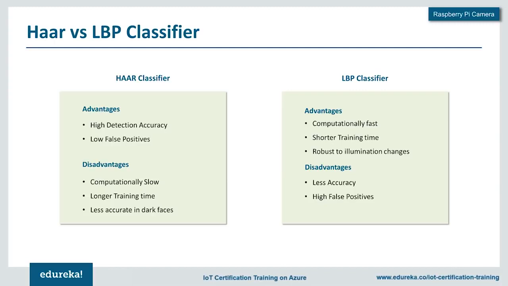But when you look at the LBP classifier, its computation and training time is quite fast and shorter compared to the HAAR classifier. It is quite robust to illumination changes, that is, when there's a change in lighting, it's still capable of handling this. But at the same time, it's not on the same level of accuracy, and has a high chance of false positives as well.